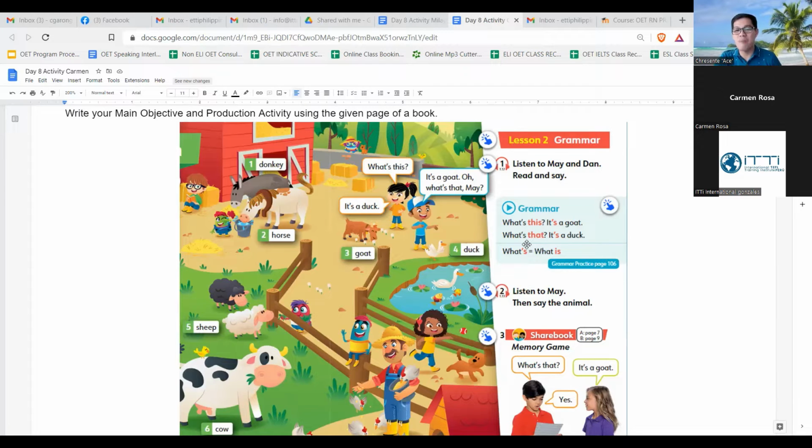The grammar lesson that you need to teach your students is how to use this and that in a question form. That's it. This and that. That's the grammar lesson. And probably the contraction form, because you have the contraction what's, just your secondary objective.